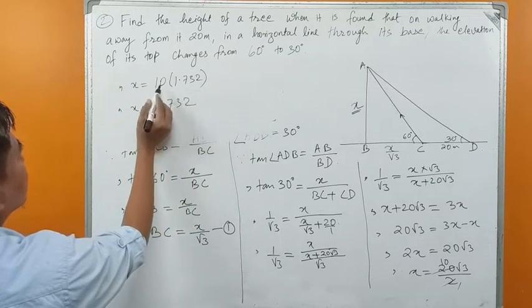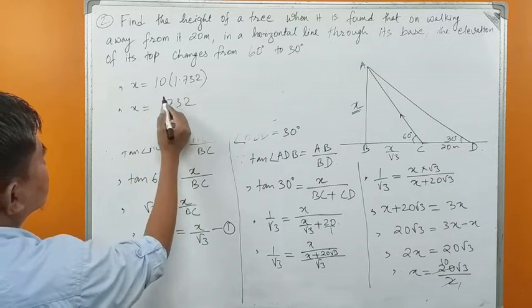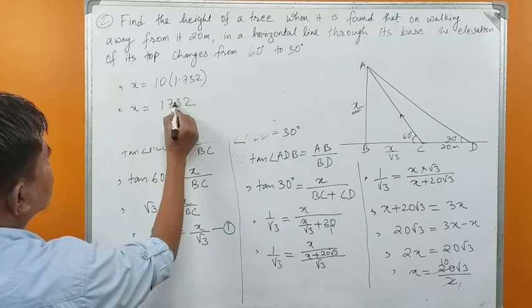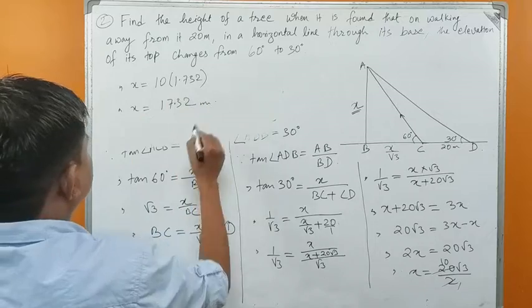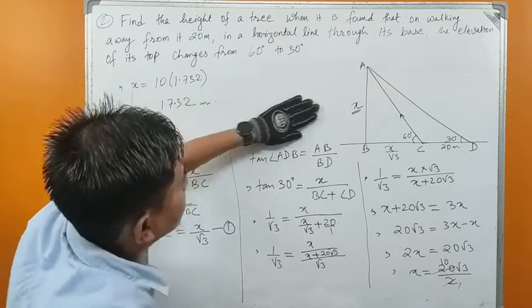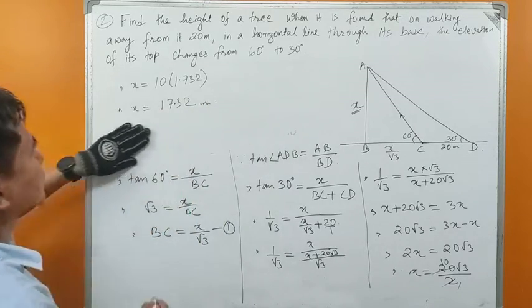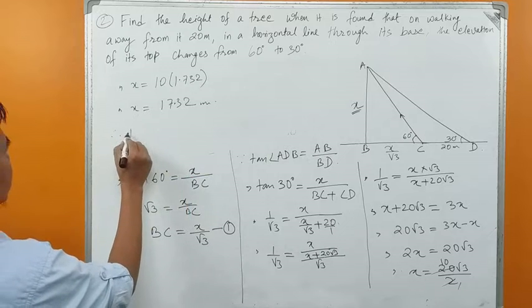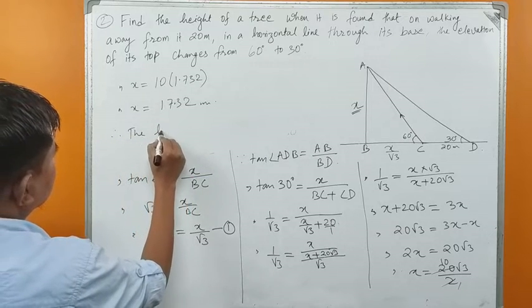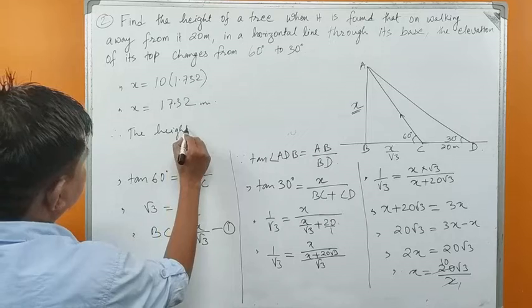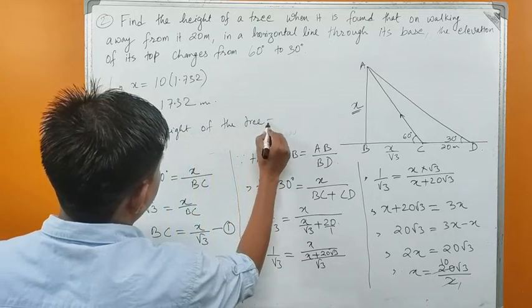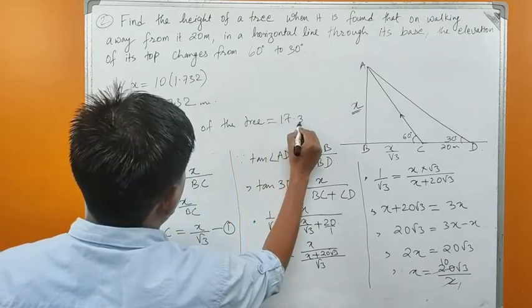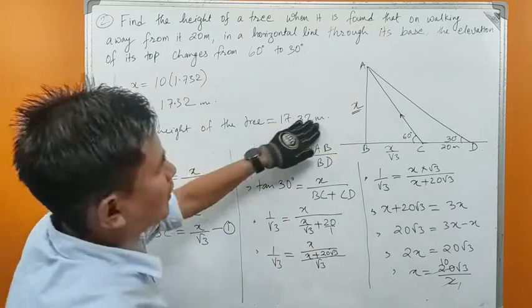1732. So we have 0 here. When multiplied with this, the decimal point shifts to the next number, isn't it? So 17.32 meters. Okay, we found the value of x, and x is the height of the tree, isn't it? So therefore the height of the tree equals to 17.32 meters. I hope you got this.